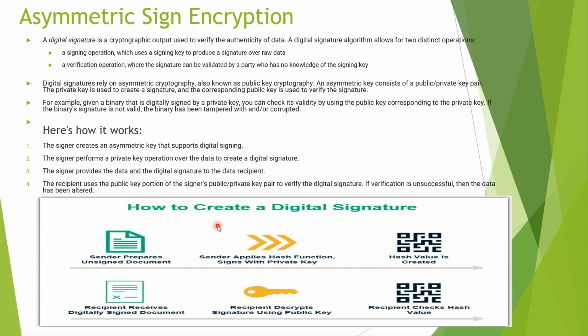So with the help of this screenshot, we can see that a sender has some unsigned documents or unsigned data, and he uses a private key to create a hash value for that data, or we can say a signature. The recipient receives the digitally signed document and the data, and he will run decrypt with the public key. If that hash value is the same, then he gets a message that verification is okay. If it doesn't match, it means it has failed.